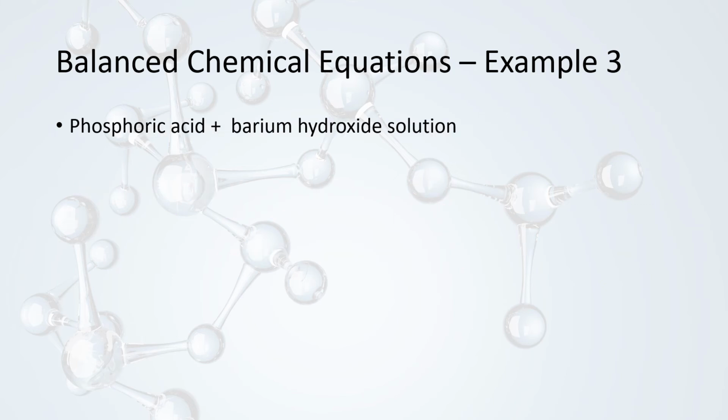Let's try a third example. This time we have phosphoric acid, which is in solution, and we have barium hydroxide, which we've been told is in solution. Now the first part is to make our water, and the water comes from the hydrogen ions and the hydroxide ions. Do not worry about balancing just yet, just write the correct formula for water. And the next part is our salt.